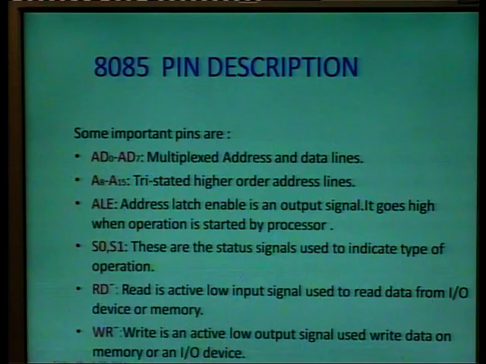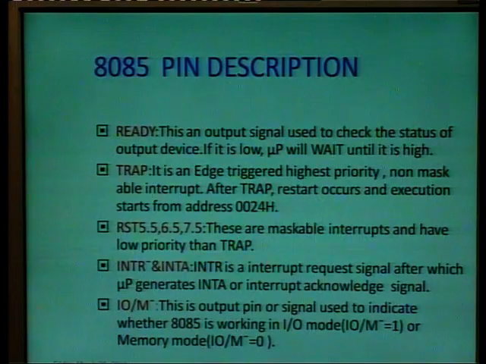S0, S1, these are the status signals used to indicate the type of operation. RD signal, this is an active low signal used to read the data from IO devices or from memory. WR signal, this is an active low signal used to write the data on the memory or on output devices. Another pin is the READY pin. This is an input signal used to check the status of the output device. If it is low, the microprocessor will wait until it is high.